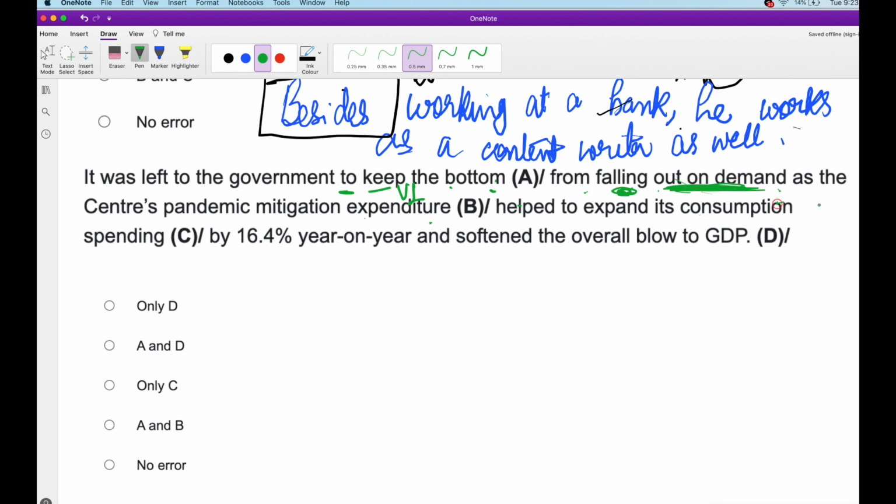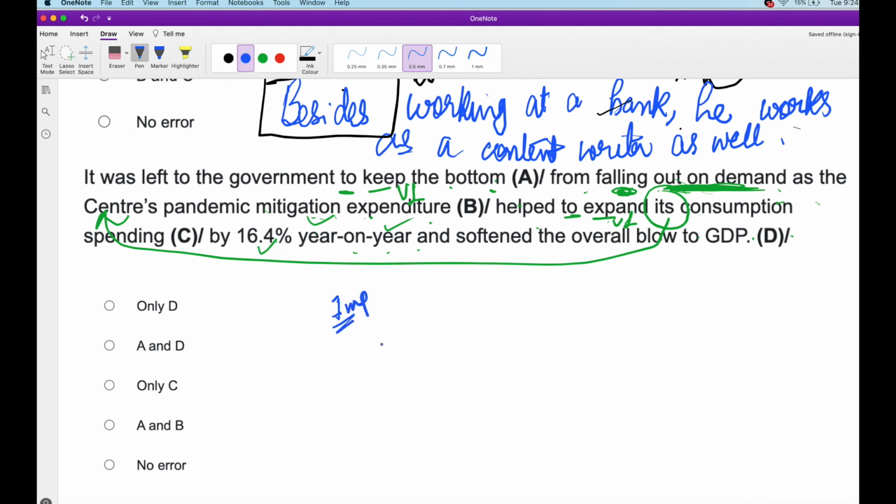From falling out on demand, as the center's pandemic mitigation expenditure helped to expand its consumption. This its is being used for the center government, which is singular. Okay, expand, to plus V1, expand its consumption spending by 16.4% year on year and soften the overall blow to GDP. Okay, so this rule is very important.